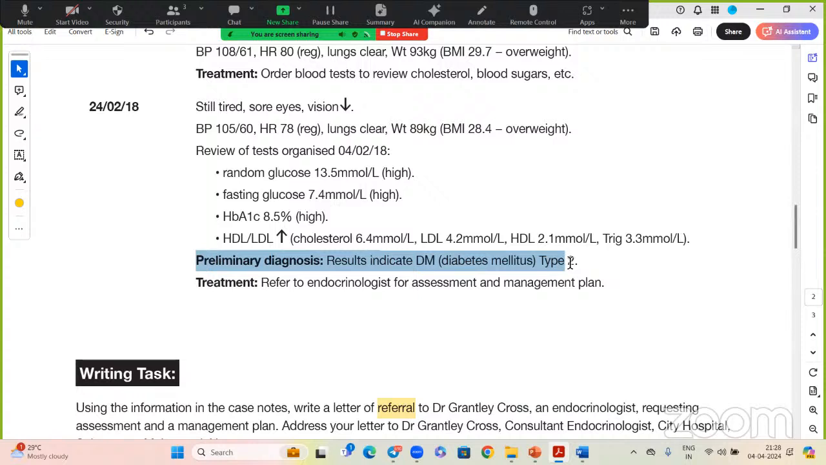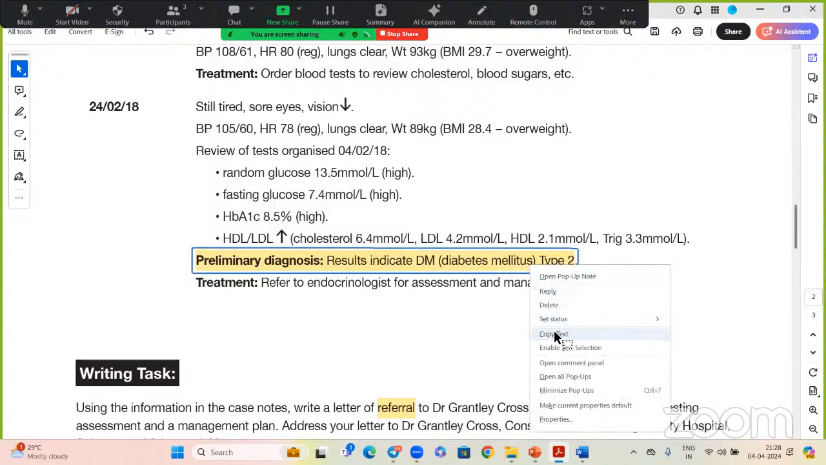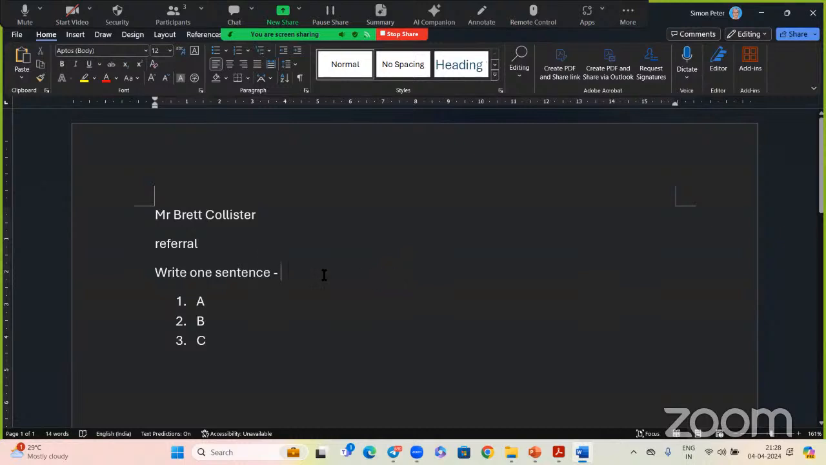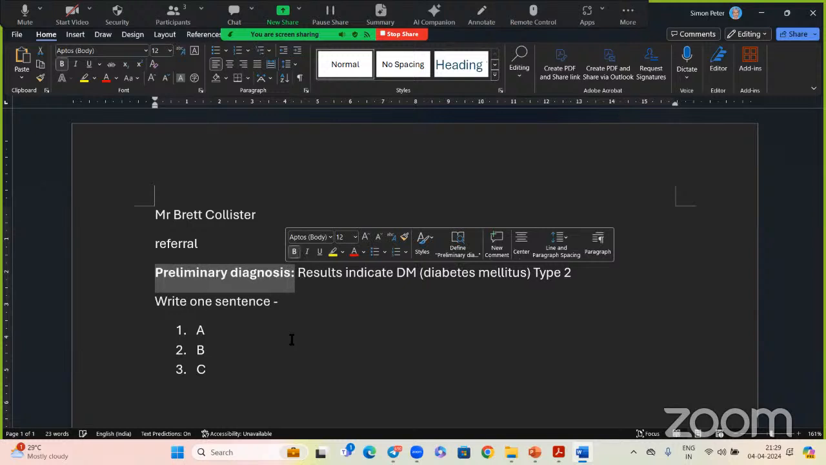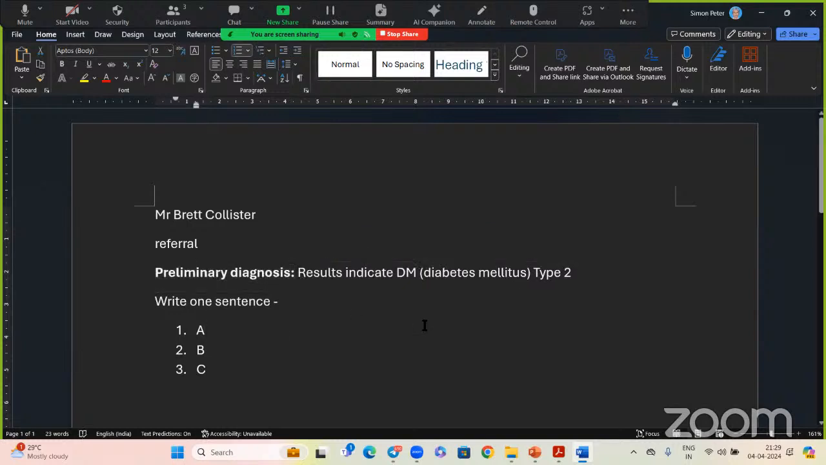This is another one you can take. Copy text. I'll be adding the information like this. Okay, you can use this also. Preliminary diagnosis. Results indicate diabetes mellitus type 2. So that is another sentence. Another point which you can add.